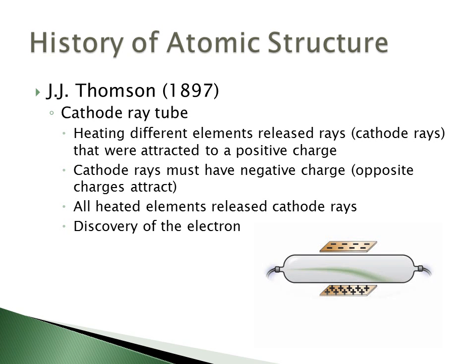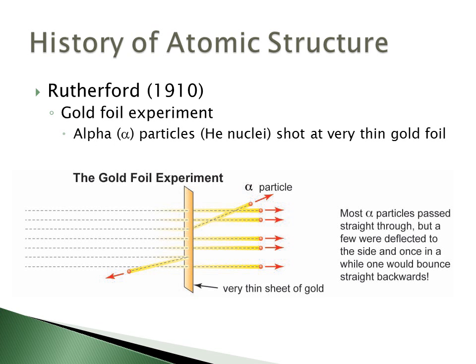In 1897, J.J. Thomson is the person who discovered the electron. So up until that, we were thinking of atoms as these single, whole, ball-like particles. J.J. Thomson used a cathode ray tube, heating different elements, and he found that when he heated them hot enough, these elements would release rays that were attracted to a positive charge. And so he decided that, since the elements are releasing them and they're attracted to a positive charge, they must be negatively charged, since we already knew at that point that opposite charges attract. And since all heated elements were found to release cathode rays, he discovered that every element, every atom, has to have some kind of negatively charged particles as part of them. And so that was the first discovery of the electron.